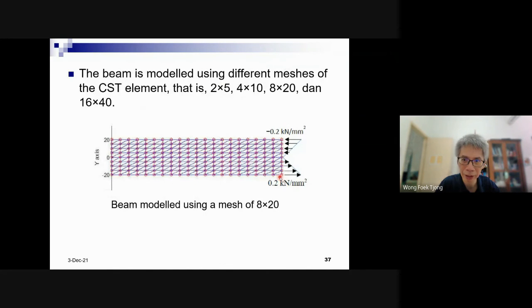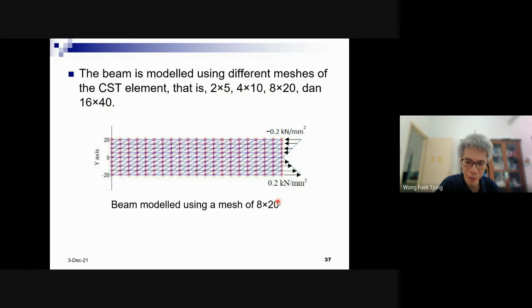Here is the illustration for the different meshes. I use a 2 by 5 mesh, and then I refine the mesh, dividing the previous mesh into 4 by 10, then 8 by 20, and then 16 by 40. This is the mesh of 8 by 20. And this is the surface traction force. The distribution is linear here, linear here.